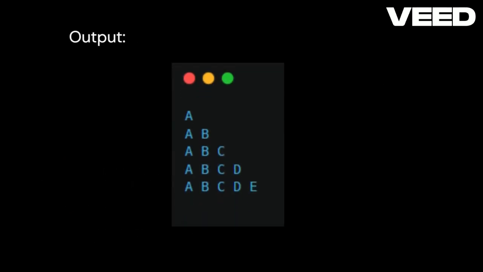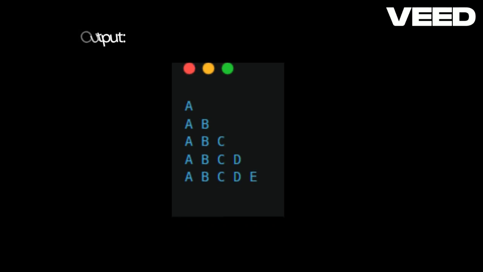That's all. This will be the final output. A, then in the next line AB, then in the next line ABC, like this. It will print up to E: A, B, C, D, E, that is up to 5, that is i equal to 5.